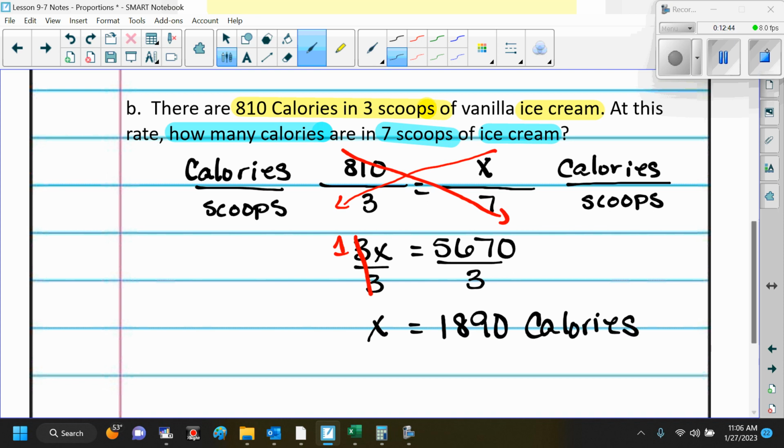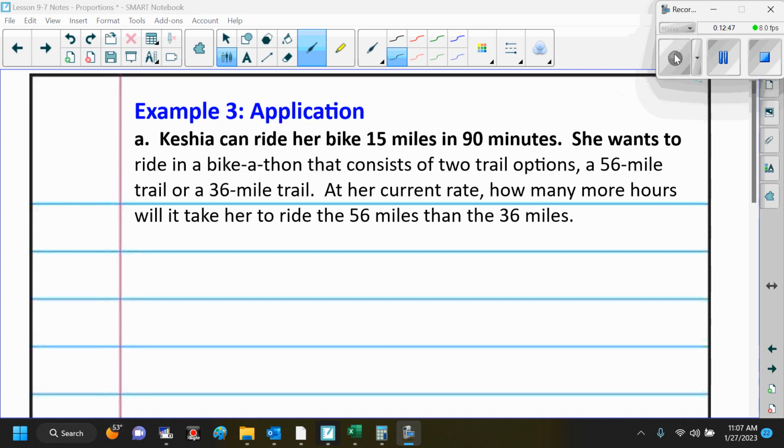All right. So, example 3 says Keisha can ride her bike 15 miles in 90 minutes. She wants to ride in a bike-a-thon that consists of 2 trail options. She has a 56-mile trail or a 36-mile trail. At her current rate, how many more miles will it take her to ride 56 miles than 36 miles? So this one has a few more steps to do. Is everybody clear? All right, so work on this one with your table partners, 3 minutes.